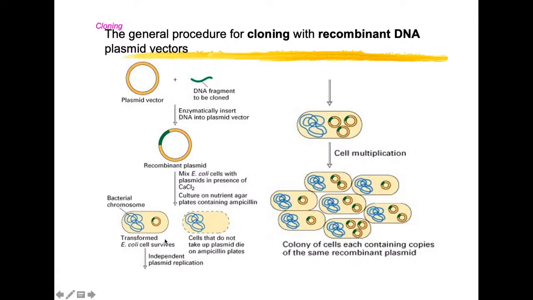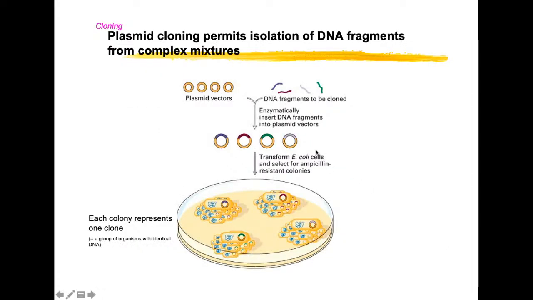And afterwards, for independent plasmid replication, you will have the plasmids which carry that DNA fragment. The others will not go further. Then the cells multiply and we have colonies of cells, each containing copies of the same recombinant plasmid. Also, if we have various plasmid vectors and various DNA fragments to be cloned, in that case we enzymatically insert DNA fragments into plasmid vectors. Then we transform E. coli cells and select for ampicillin resistant colonies. Each colony represents one clone, a group of organisms with identical DNA. So here we can see that all four different DNA are growing as different colonies.